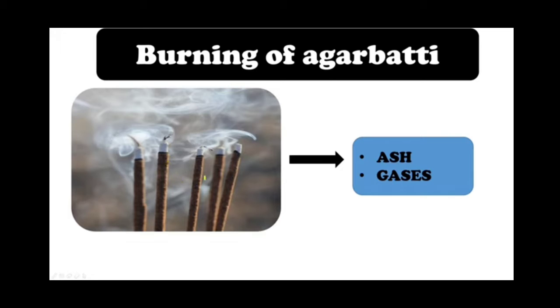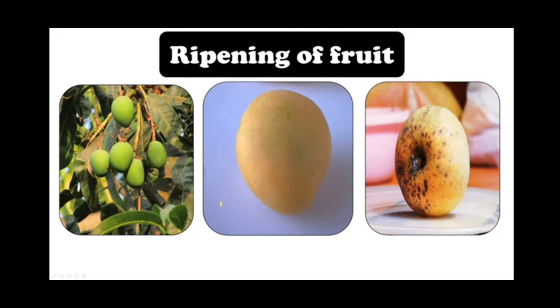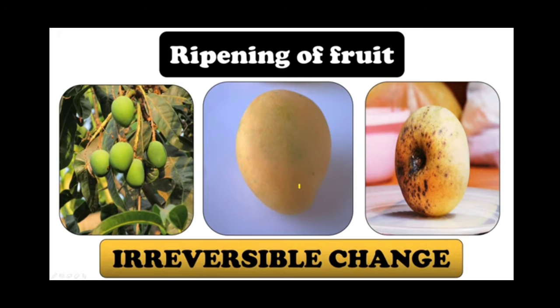Now the next example is burning of agarbatti. It produces ash and finishes. Can you get the agarbatti back in its original form? No, right? So this is an irreversible change. Now, ripening of fruits. The mango season is on its way. When you see a raw fruit turn into a ripened fruit, can we change it back into raw? No, it is an irreversible change.